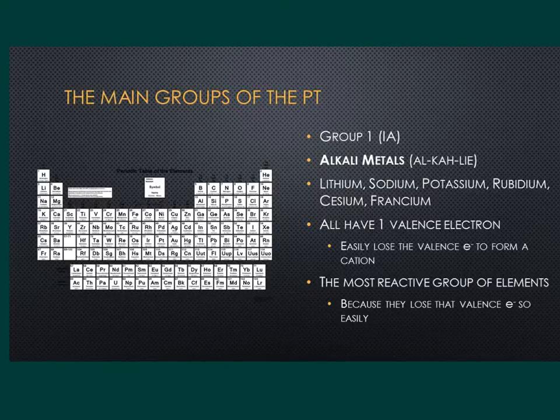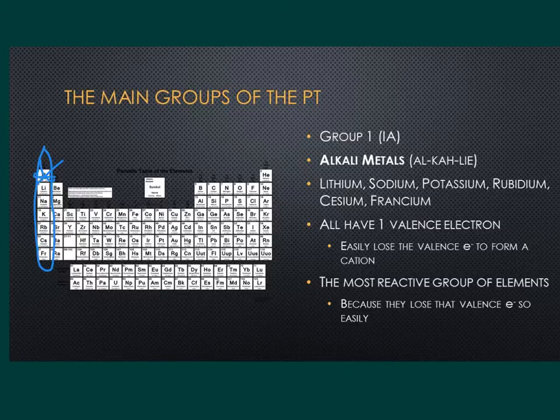We're going to start right here with group 1 to you, 1A to me. Those are called the alkali metals. They include lithium, sodium, potassium, rubidium, cesium, and francium. If you're reading a periodic table from Europe, they're going to spell cesium with an A, C-A-E-S-I-U-M. All of these in group 1A, or group 1, have one valence electron.